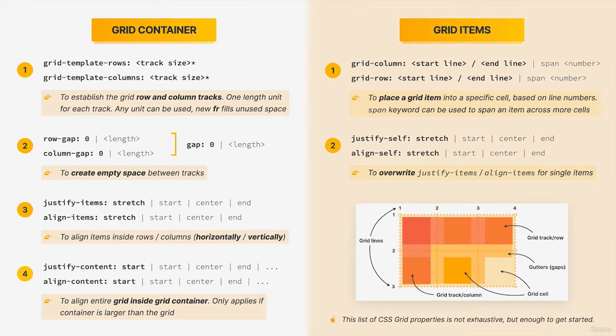So this is an overview of the most important CSS grid properties that we're going to use in this course. So make sure to print this out and have it next to your keyboard once we start writing code in the next lecture.